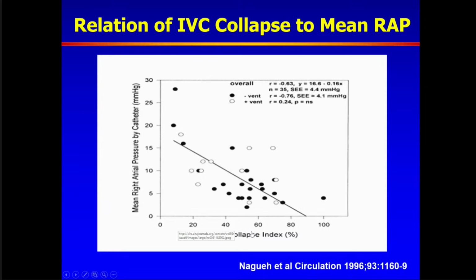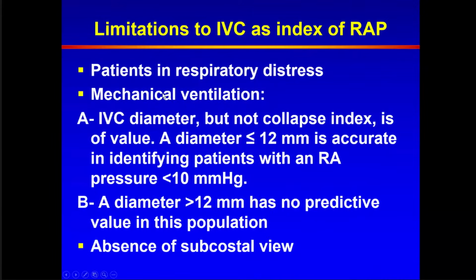If it's at least 50% or exceeding 50%, then the right atrial pressure is usually less than 10 millimeters mercury. These are patients who were in the ICU, some were on mechanical ventilation, some were not. You can see that in patients who are not on mechanical ventilation, these closed circles, significant association is present. But if you look at those with open circles, there was no relation between the IVC collapse index and mean right atrial pressure. So patients on mechanical ventilation pose a challenge to the use of the IVC collapse index.